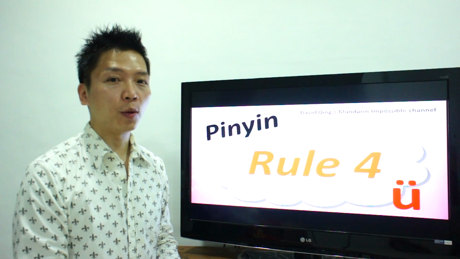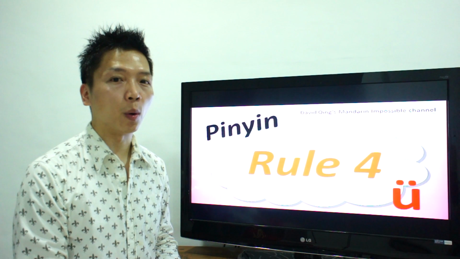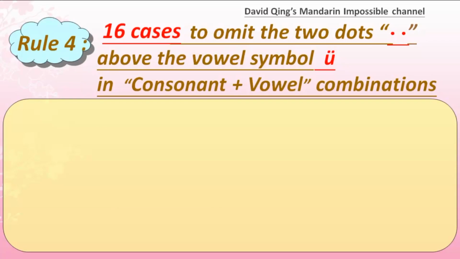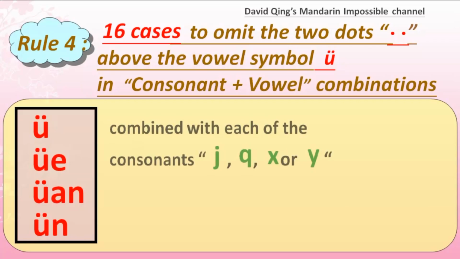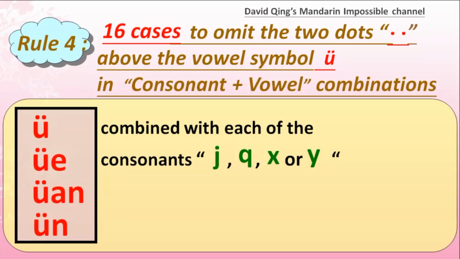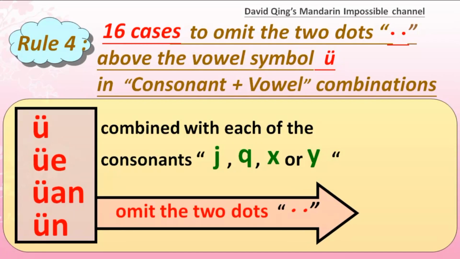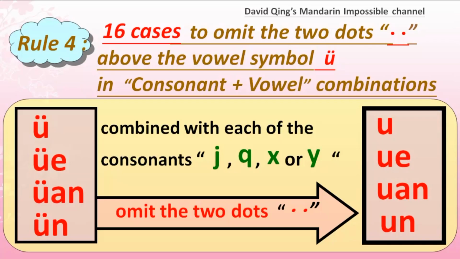Rule 4 tells you when to omit the 2 dots above the vowel symbol yu. There are 16 cases to omit 2 dots above the vowel symbol yu in consonant plus vowel combinations. When the vowel yu and the vowels yue, yuan, and yun, which begin with the symbol yu, are combined with each of the consonants j, q, x, or y, the 2 dots above the vowel symbol yu should be omitted. After omitting the dots above the symbol yu, the vowels look like what you see on the screen.